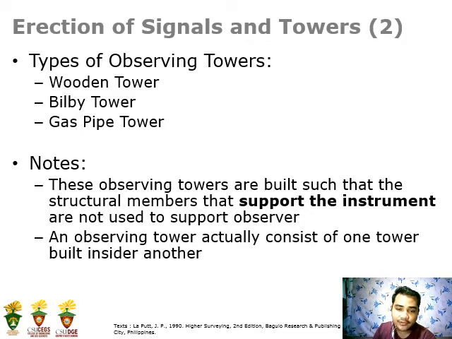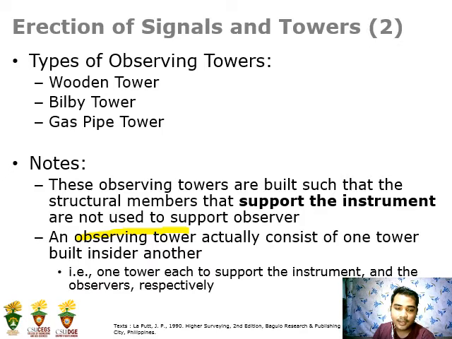An observing tower actually consists of one tower built inside another. One tower is built inside the other. For example, one tower supports the instrument and the other is for the observer. So if there is a tower for the instrument and another tower for the observer, it is called an observing tower.